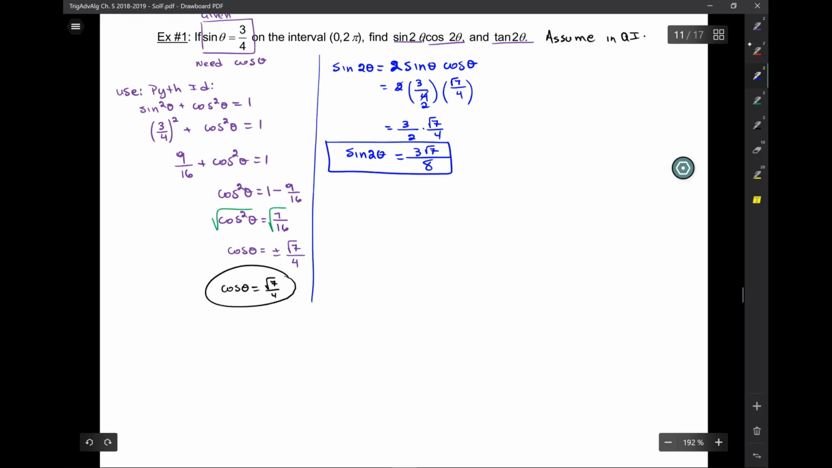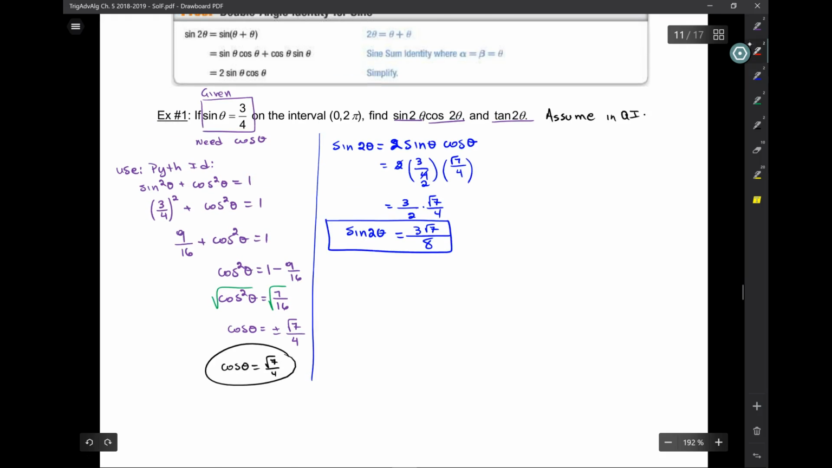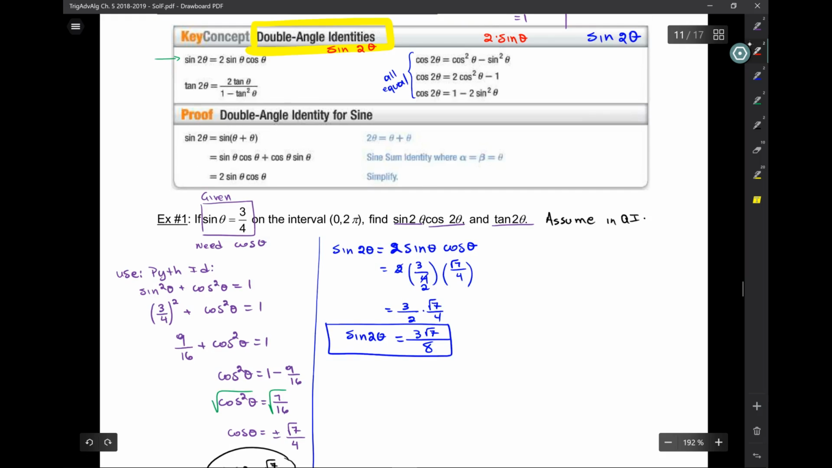Right? That's sine of 2 theta. Okay, what about cosine? For cosine, you have 3 versions. Which one of them do you think we should use? It's really totally up to you. Which one do you want to use? 1, 2, or 3?